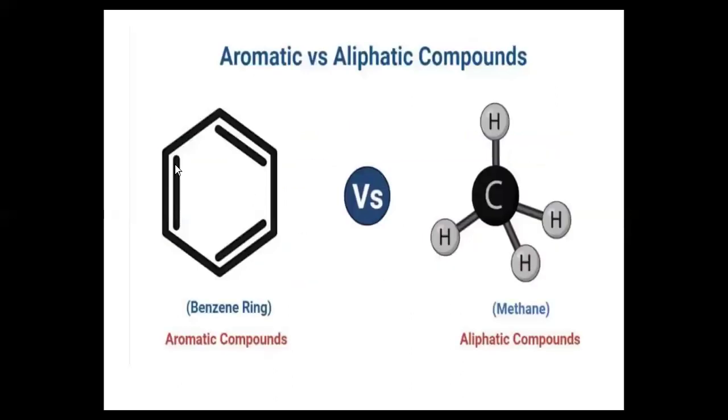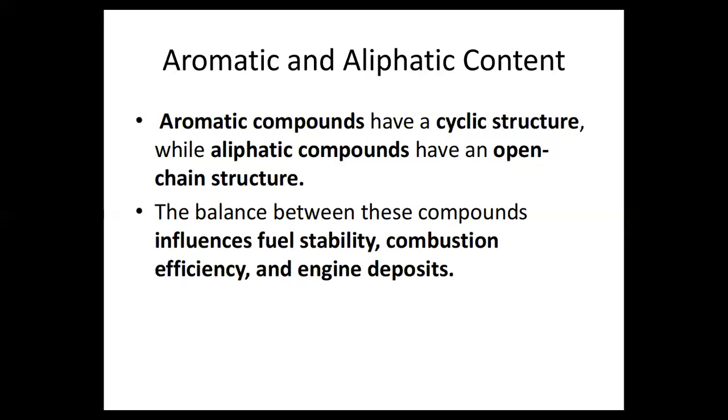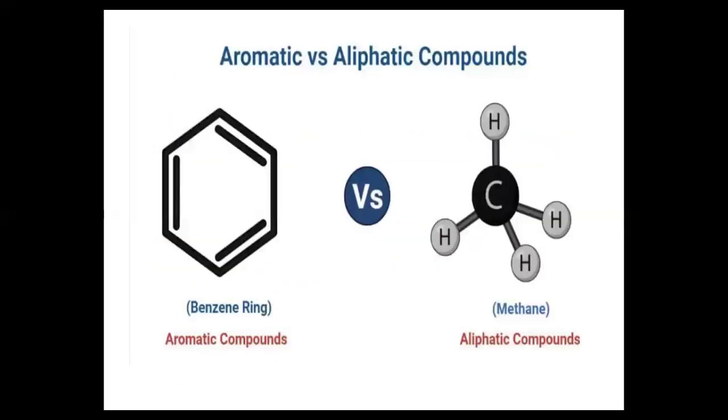Just like this one, like the benzene ring, it is aromatic since it is ring shaped or ring like, and we have the aliphatic, which is straight chain or branched type of organic compound, just like your methane. The balance between these compounds influences fuel stability, combustion efficiency, and engine deposits.